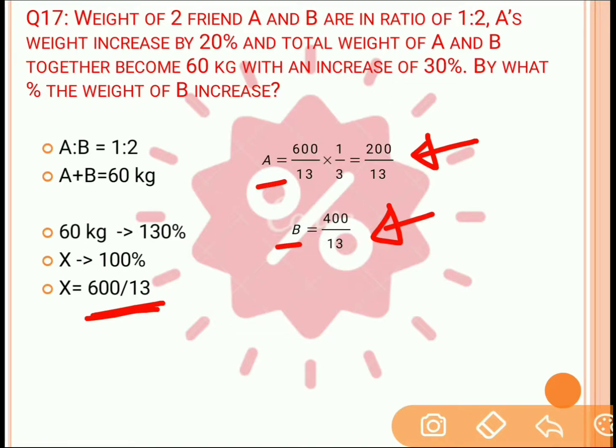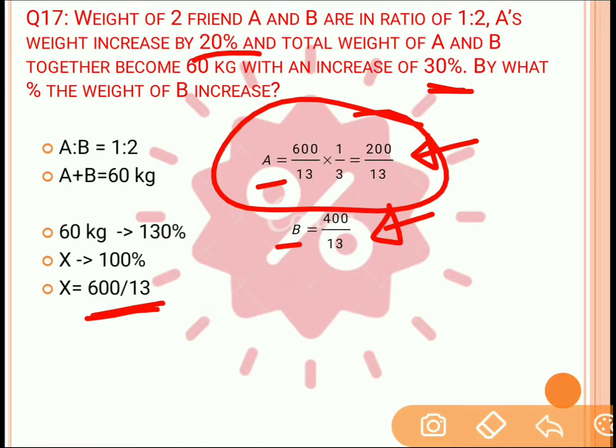Now it has been seen that A's weight increases by 20% when total weight is increased by 30%. So originally the weight of A was 200 by 13.